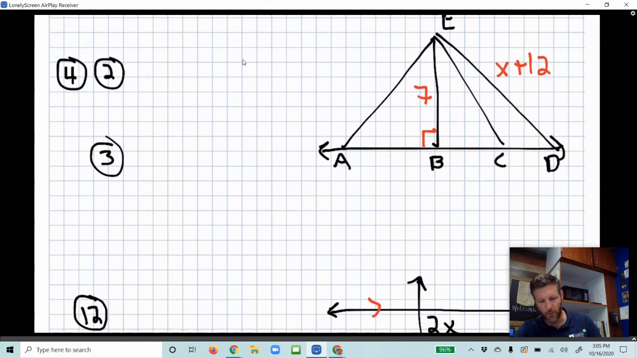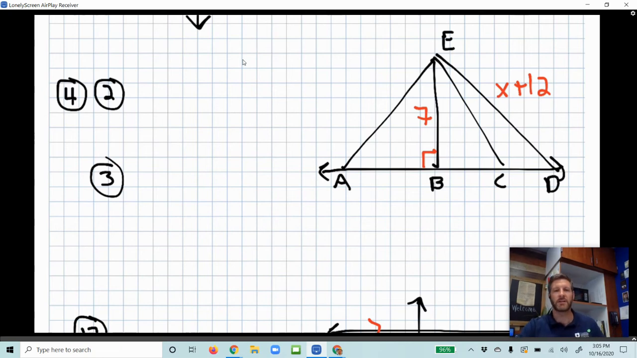Okay, so then question number 4, these are the ones that come from the text. So let's look at number 2 in our textbook. Number 2 says, name the shortest segment. This is the drawing that they have. It said, name the shortest segment from point E to line AD. So in other words, from this point up here, what is the shortest distance to the line right down here?